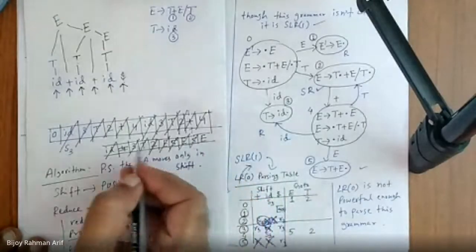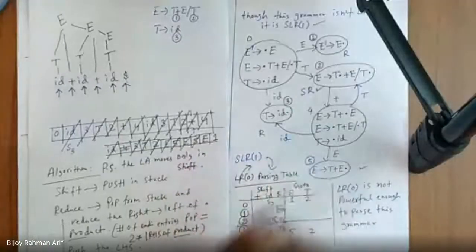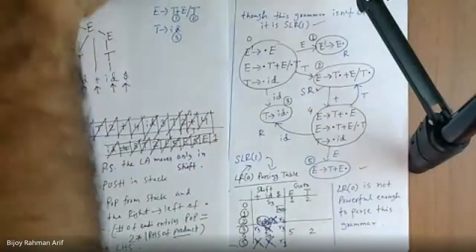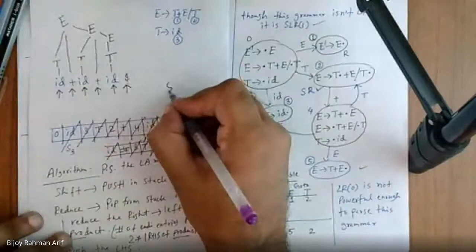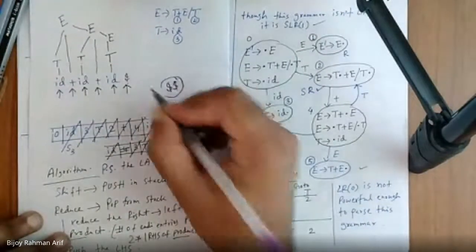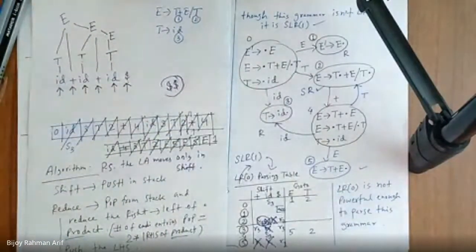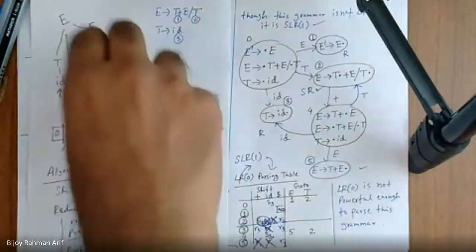Now going back, 0. 0 saying E. I'm going to state number 1. Now 1 is saying dollar. That means dollar is saying dollar, accept. So this is the parsing. All right. So this is the parsing algorithm.